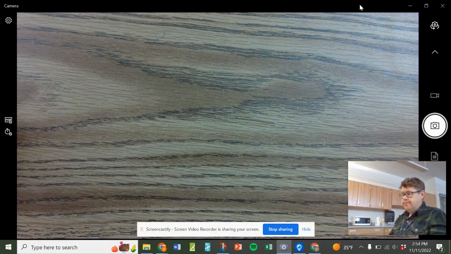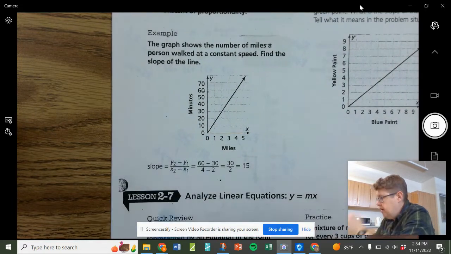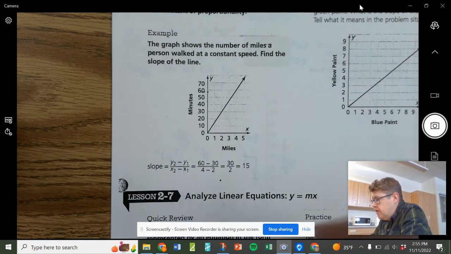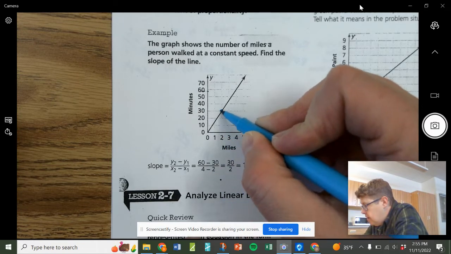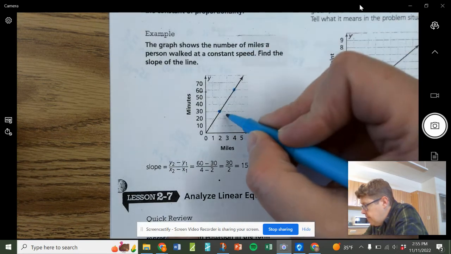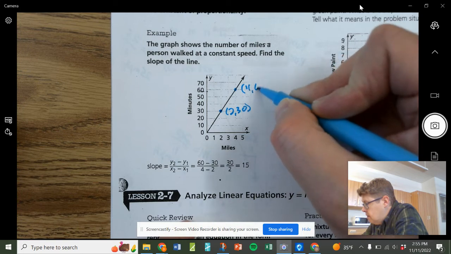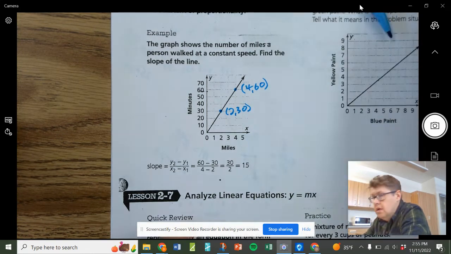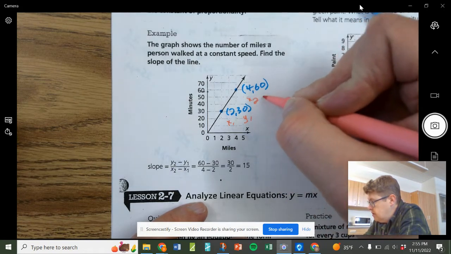So finding slope. This one right here uses the slope formula to figure out the rise over run. The 2 points they're using are 2, 30, so over 2 up 30, and then 4, 60, so over 4 up 60 right there, okay? 2, 30, 4, 60. This is our first point, so it's x1 and y1. This is our second point, so it's x2, y2.